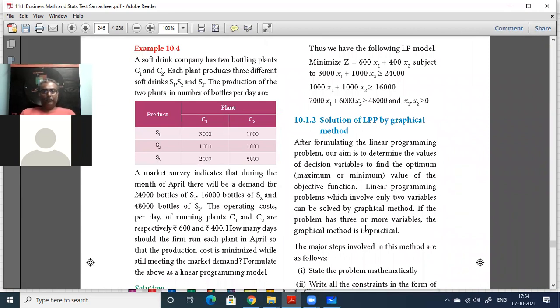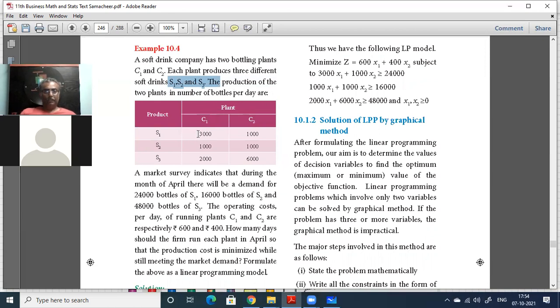A soft drink company has 2 bottling plants, C1 and C2. Each plant produces 3 different soft drinks, S1, S2, and S3. The production of the 2 plants in number of bottles per day is given.